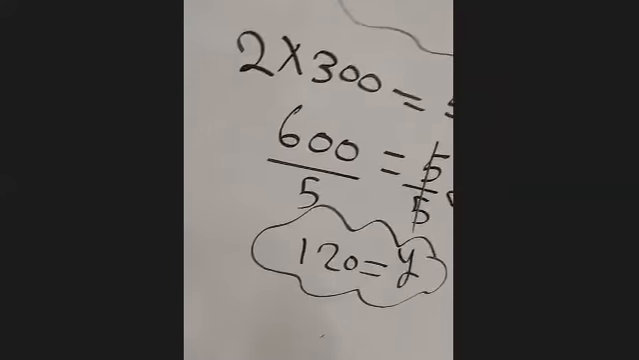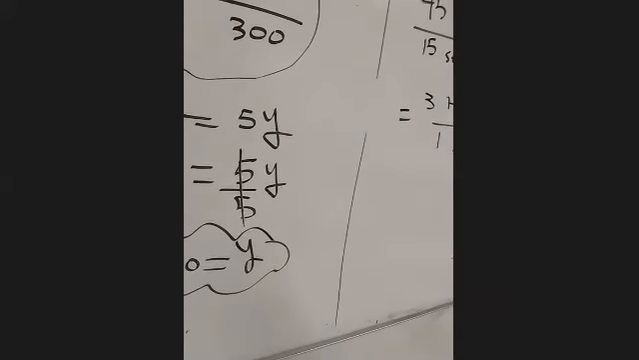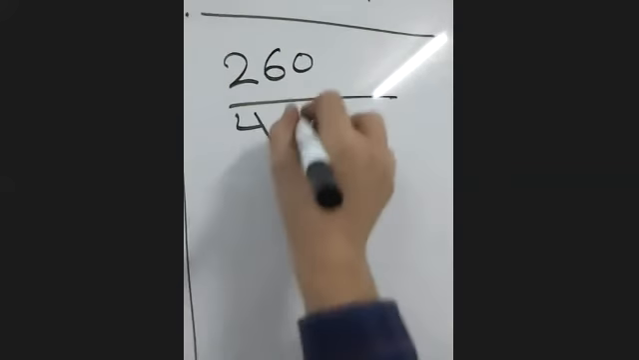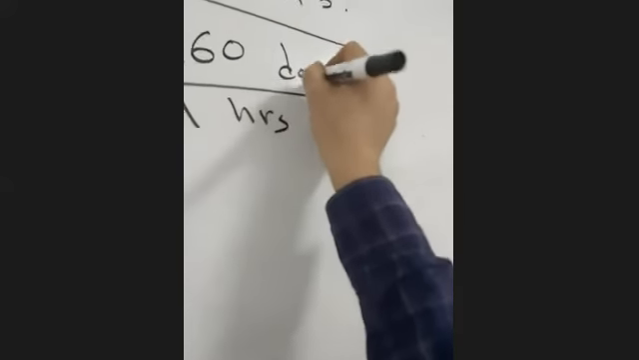Question 5. Read. A bakery makes 260 donuts in 4 hours. At this rate, read again, it's okay. A bakery makes 260 donuts in 4 hours. 260 what in 4 what? Hours. 260 what? Donuts. Continue. At this rate, how many donuts can they make in 6 hours?